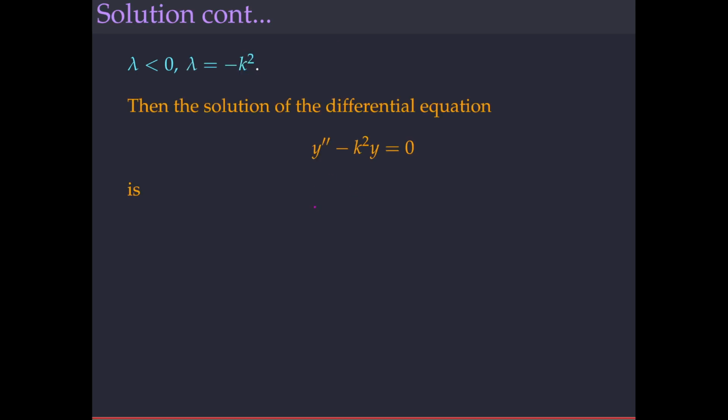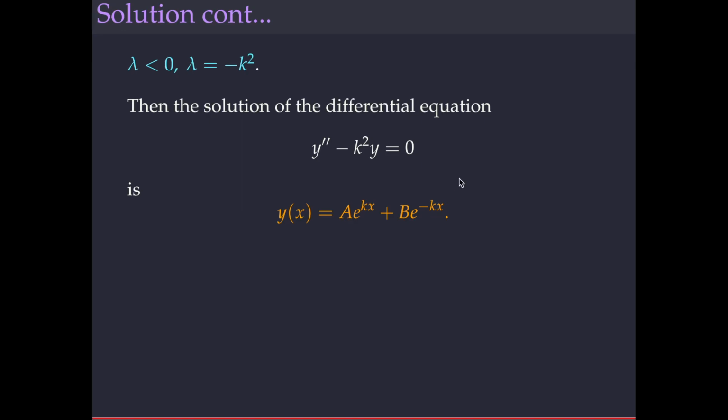So what is the differential equation? The differential equation was y'' + λy = 0. So λ is -k², so y'' - k²y = 0. And what is the solution of this differential equation? The characteristic equation is m² - k² = 0, so the roots are ±k, and hence the solution is a e^(kx) + b e^(-kx).